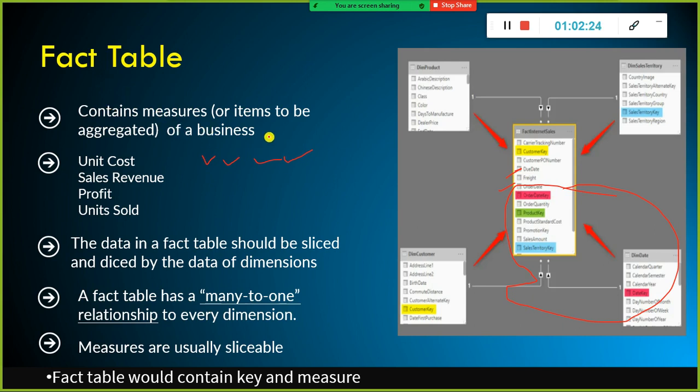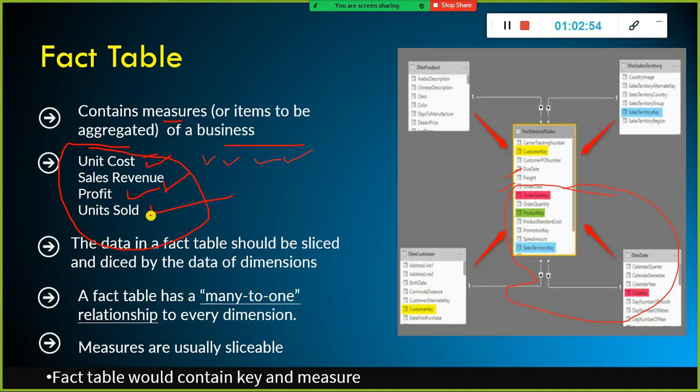It contains measures of a business. So what are measures? Nothing but the facts. Facts are nothing but the numeric or quantitative variables, like unit cost. For example, unit cost is a fact or a measure. Sales revenue is also called a measure. Profit is also a measure. Units sold is also a measure, because these are all quantitative variables. The fact table consists of measures, or the facts.